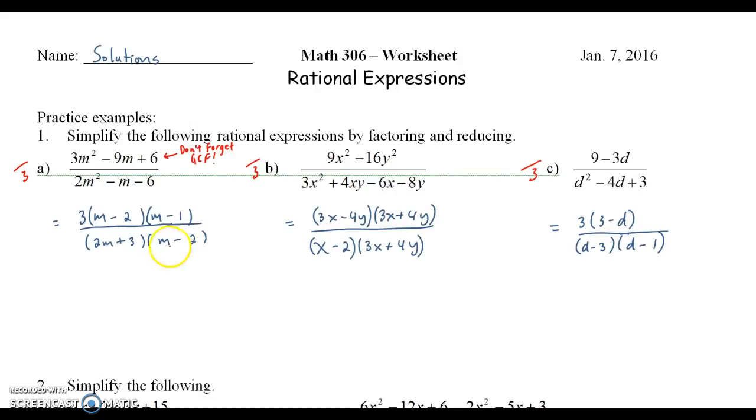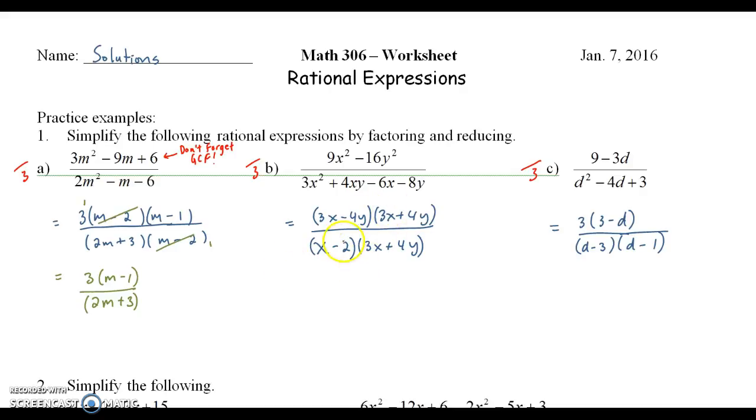Number 1a, we have the factoring done, and I see that I have two brackets that match. The m minus 2's cancel. That will give me a 1 and a 1, which I'm not going to bother to write on future questions. So on the top, I'm going to get 3 bracket m minus 1. On the bottom, it's going to be 2m plus 3. Now I don't have to, but I'm going to put the bracket here anyways, just to remind myself that it's a unit and I can't cancel those 3's.